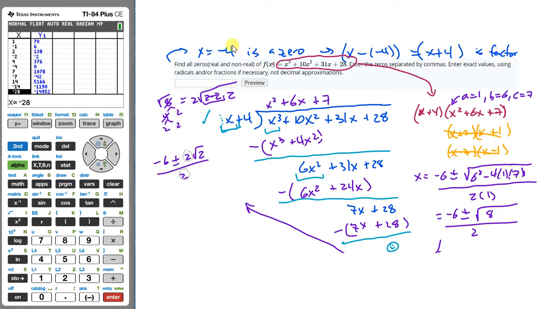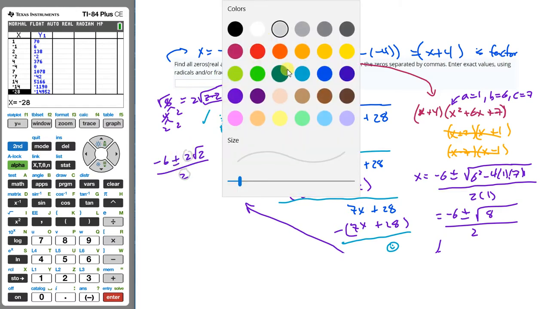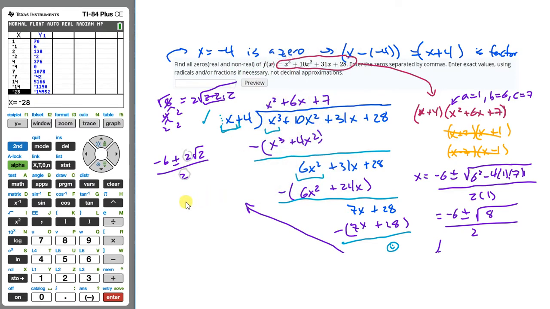So instead, we factor out a 2. If you want to cancel something, if you can factor it out, then it's cancelable. So if I factor a 2 out on top, negative 6 divided by 2 gives me a negative 3. Think of it as 2 times negative 3 is negative 6. If I pull the 2 away from 2 root 2 and put it on the outside, I'm going to get plus or minus root 2, all divided by 2.